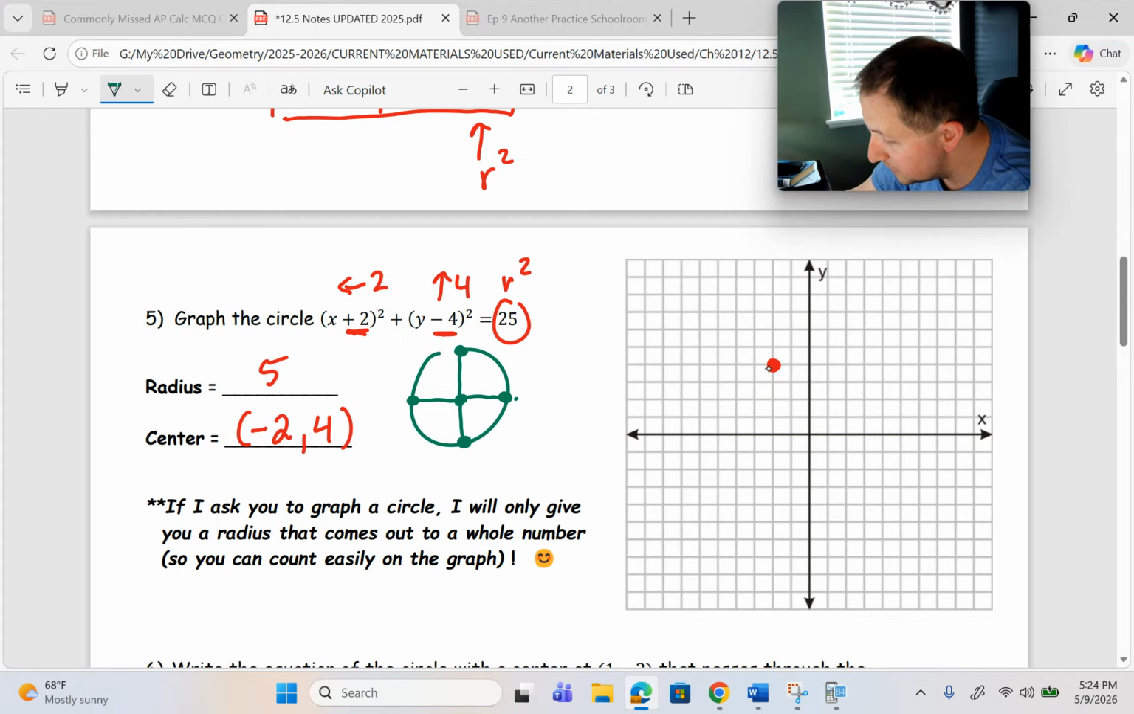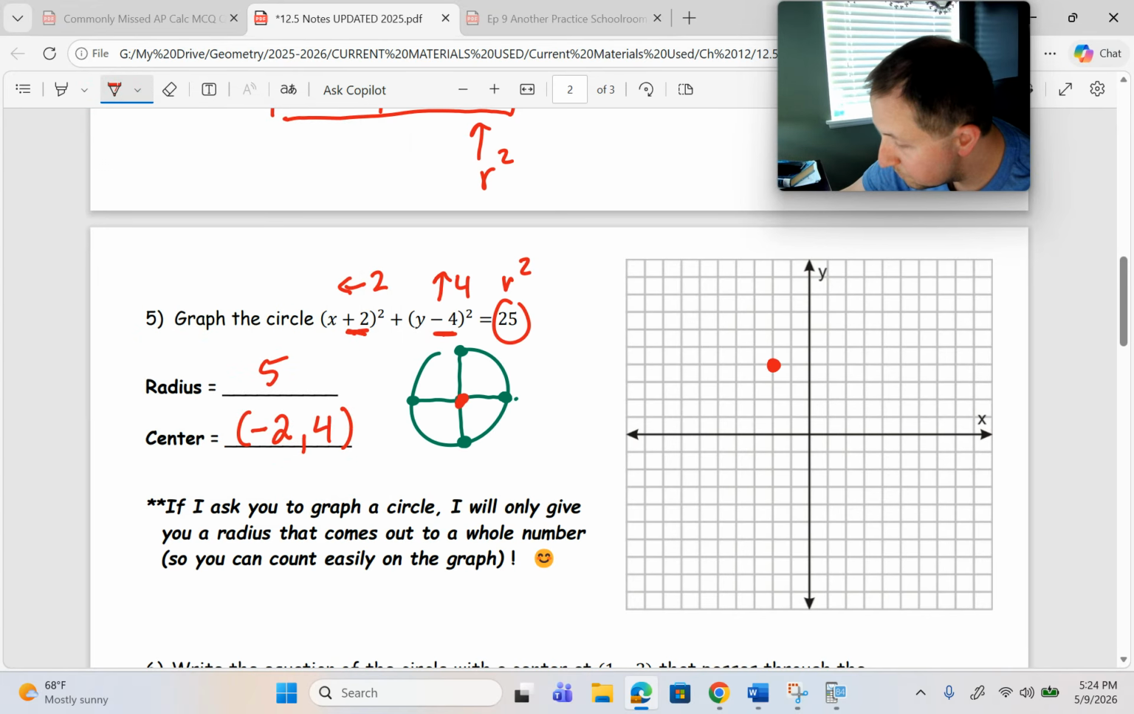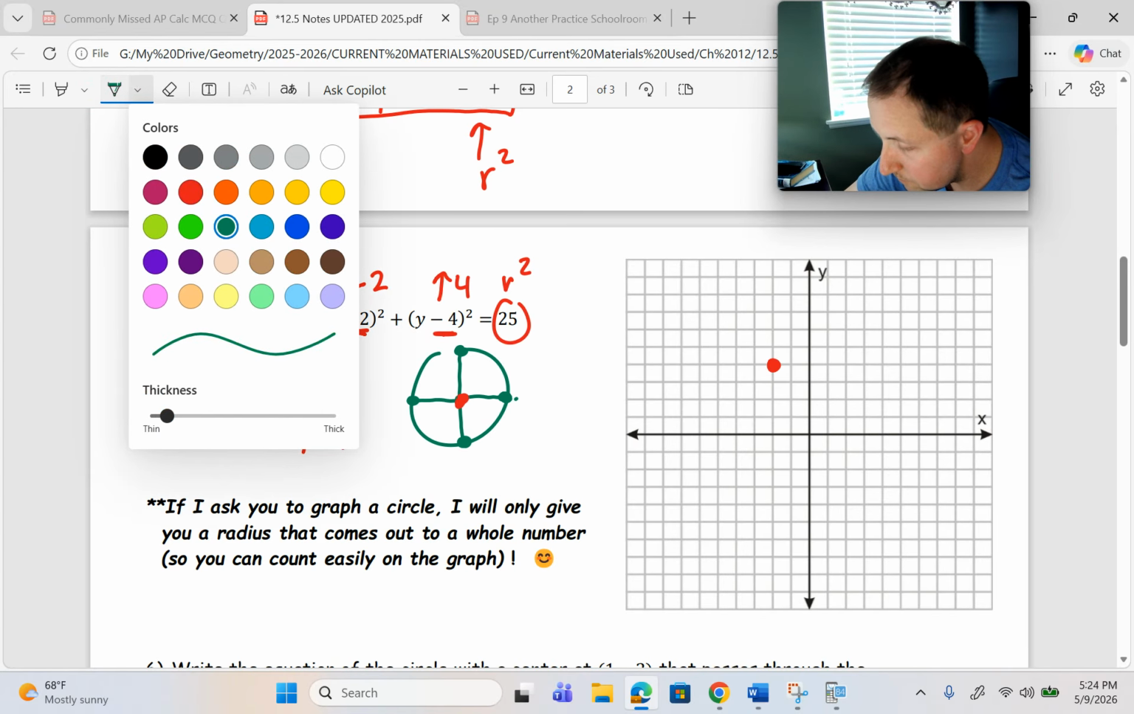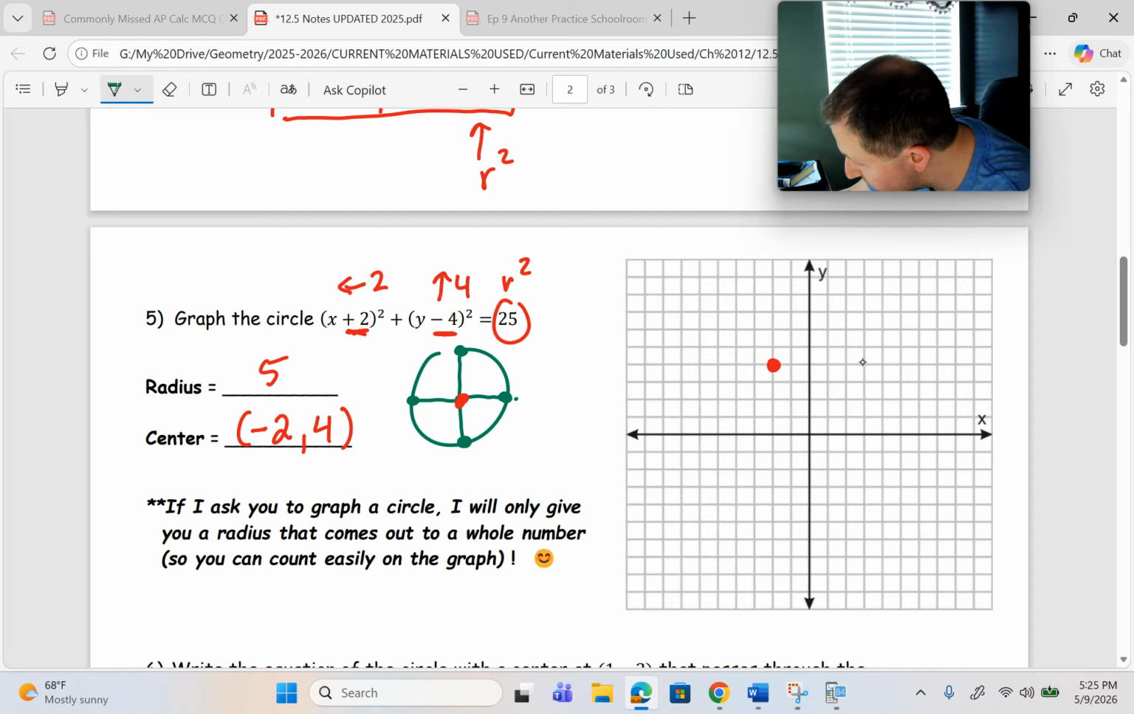So I've got my red dot in the middle. Maybe let me keep the theme going here. There's my red dot. And now I'm going to plot my green dots. So from the center, I'm going to go 5 units because my radius is 5. I'm going to go 5 units to the right. 1, 2, 3, 4, 5. Go back to the red dot. Since that's the center, I'm going to go 5 units down. 1, 2, 3, 4, 5. Go back to the center. I'm going to go 5 units left.